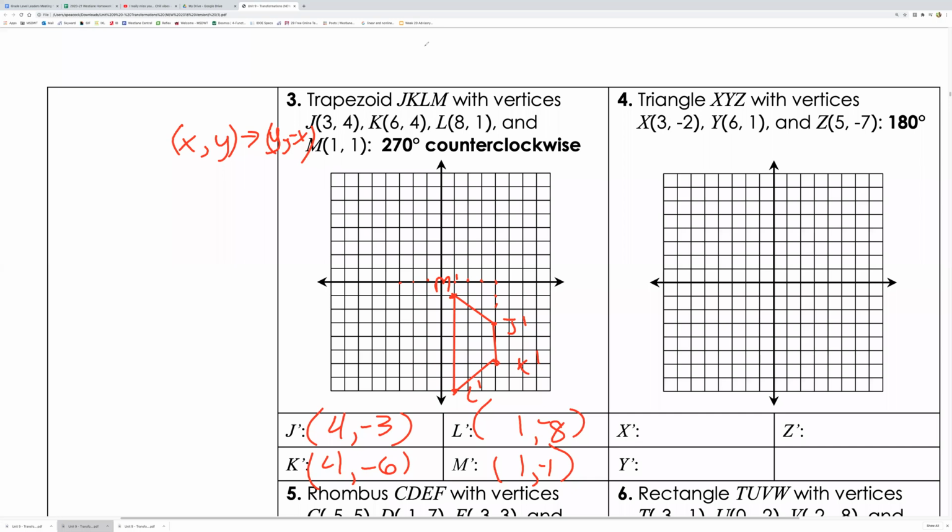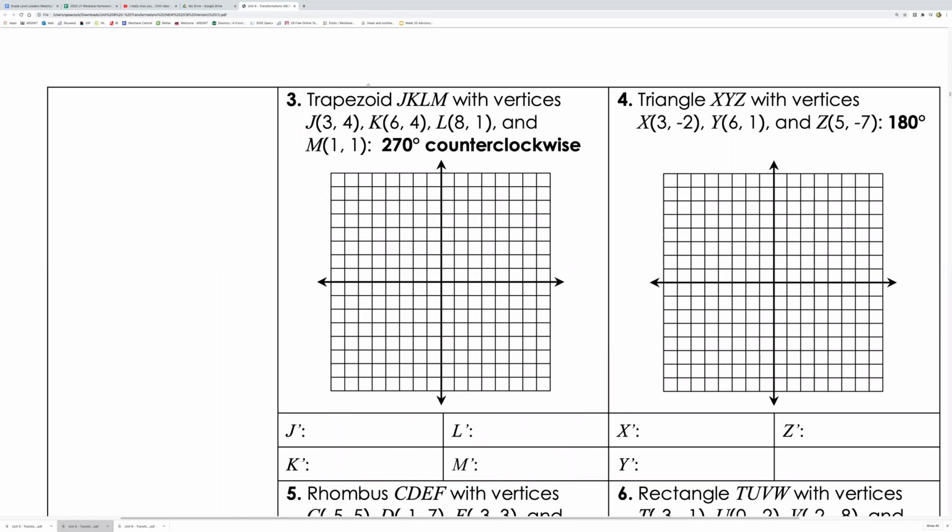Original image was 1, 2, 3, 4, 6, 4. Oh, that's not right. Okay, L was 8, 1. And M was 1, 1. Connect those dots here. You can see that your image has been turned. All right, so that's rotation for you. You just have to follow the rule.